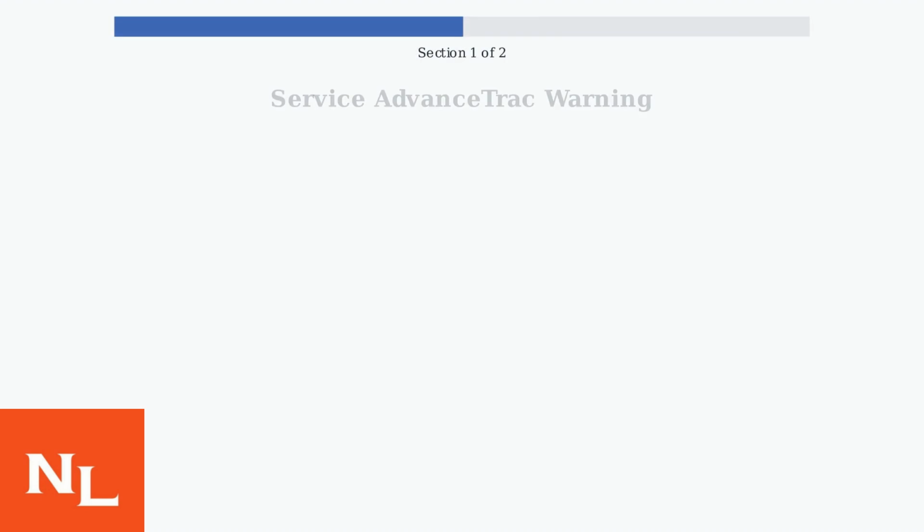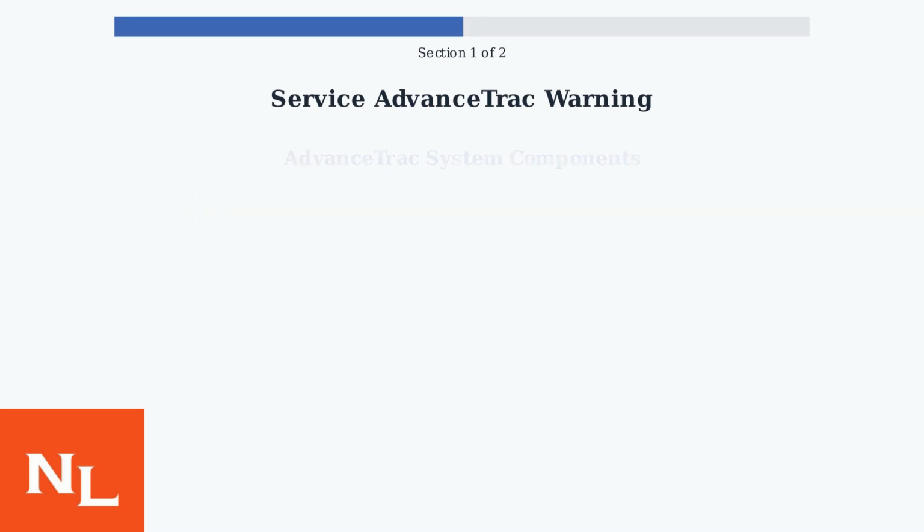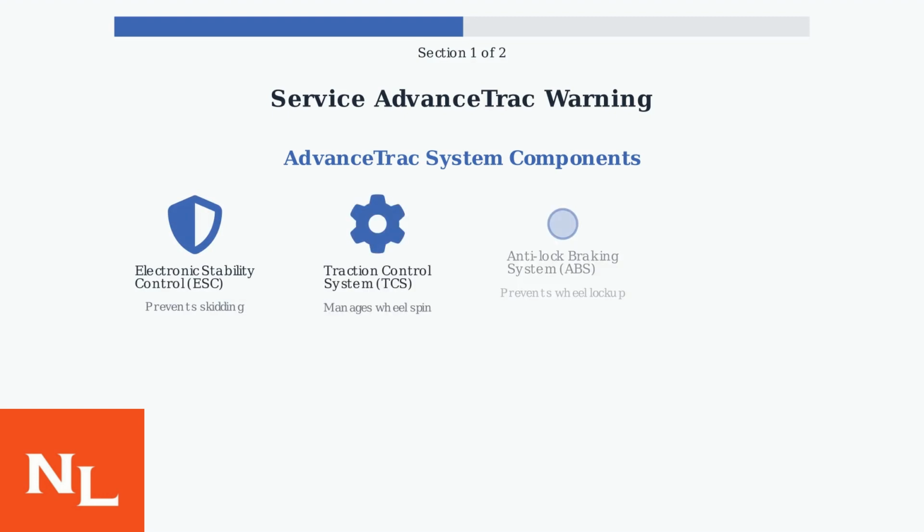When the Service AdvanceTrac warning appears on your Ford Fusion dashboard, it indicates a malfunction in your vehicle's electronic stability control system. AdvanceTrac integrates four critical safety systems. Electronic stability control prevents skidding and loss of control. Traction control manages wheel spin during acceleration. Anti-lock braking prevents wheel lockup. And roll stability control helps prevent rollover situations.